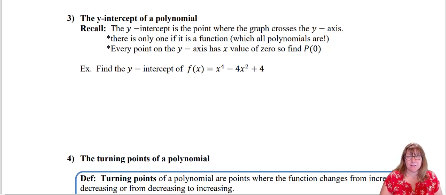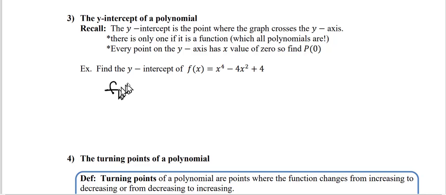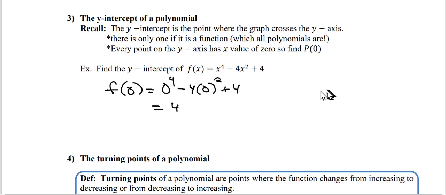First, whenever we're trying to graph anything, we always want to know the y-intercept of that function. So that's our third thing we're looking at to graph this polynomial. We're looking at finding p of 0, or in this case, f of 0. So f of 0 is 0 to the 4th minus 4 times 0 squared plus 4, which equals 4. So our y-intercept is (0, 4). That would give us another point on the polynomial to help us graph it.